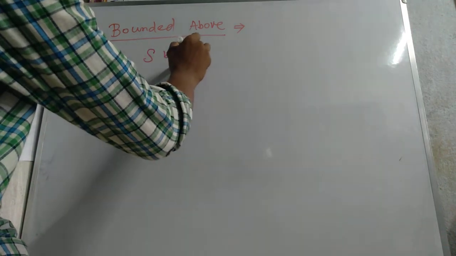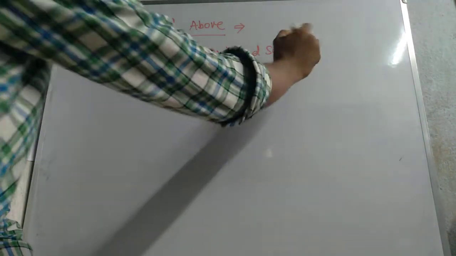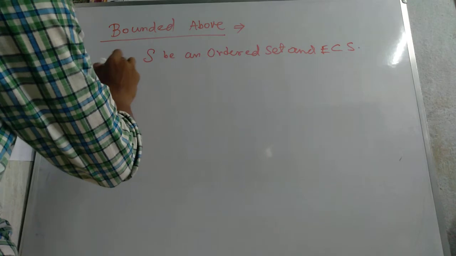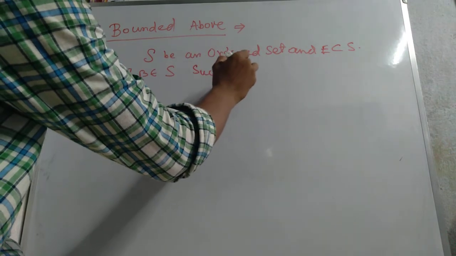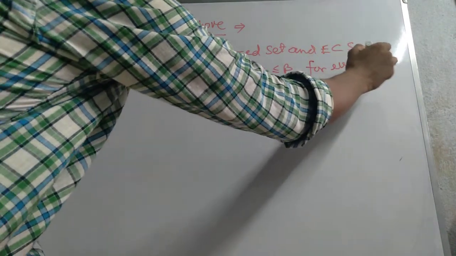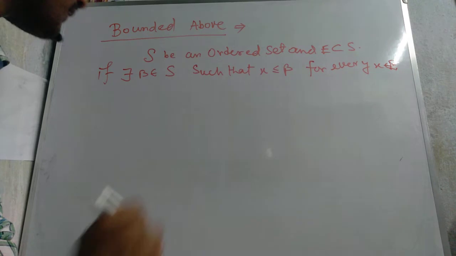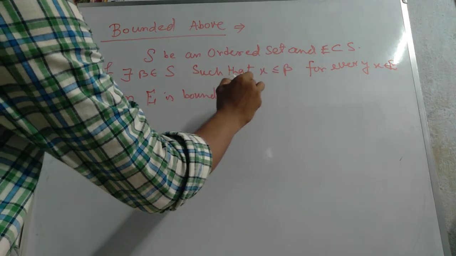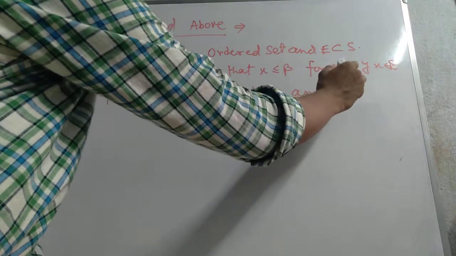Next, bounded above, how we handle it. First, S must be an ordered set. That means here an ordered set is necessary. Let S be an ordered set and E a subset of S. Then if there exists beta belonging to S such that x is less than or equal to beta for every x belonging to E, then E is bounded above, and beta is an upper bound of E.